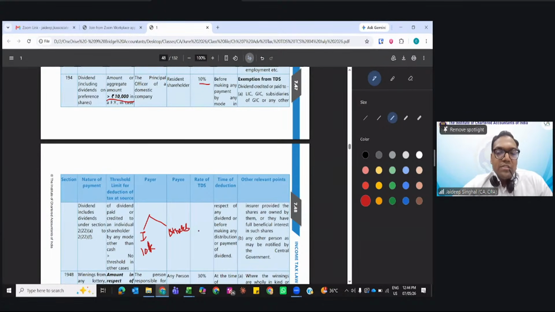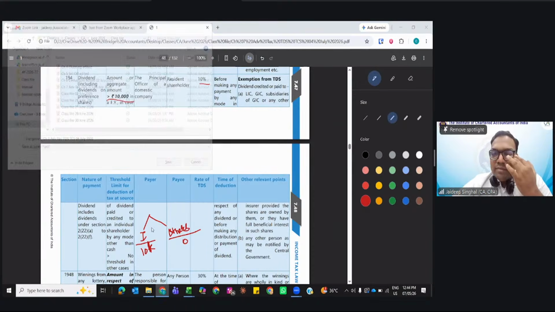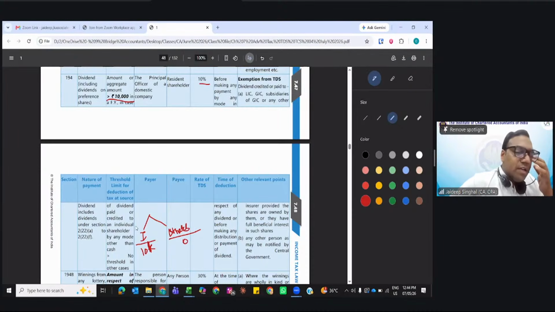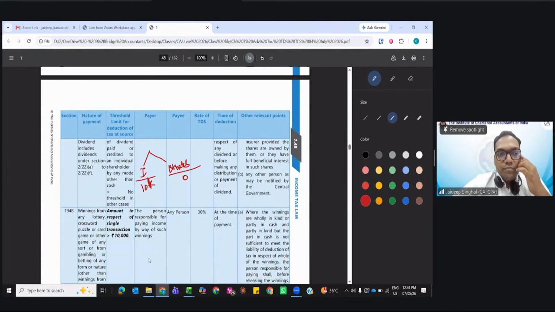And in case of others, always the TDS is applicable. There is a limit of 0. Always TDS is applicable. Clear? In case of individual, TDS is not applicable below the limit. In case of others, TDS is always applicable. In case of an individual, if the person is receiving the dividend in cash rather than through bank, then even the 10,000 limit will not be available.